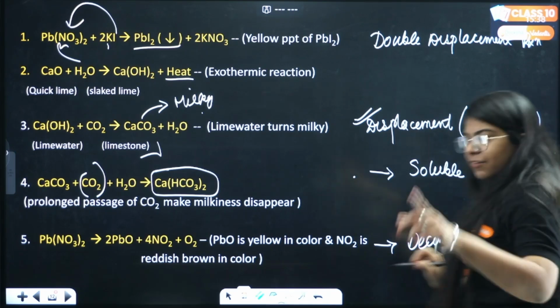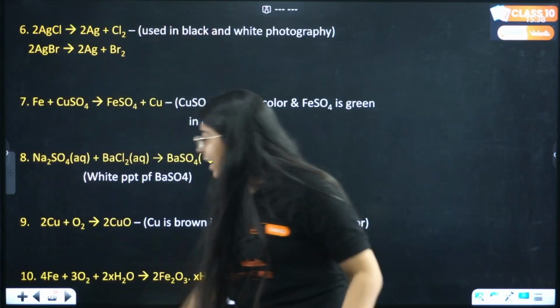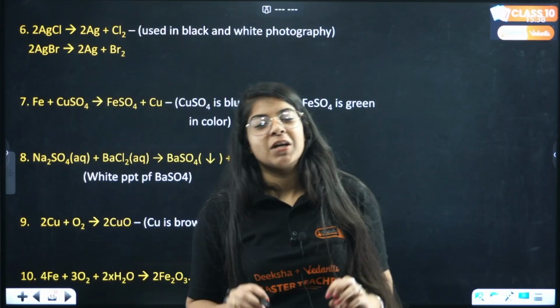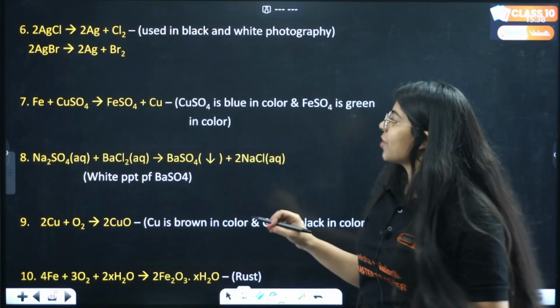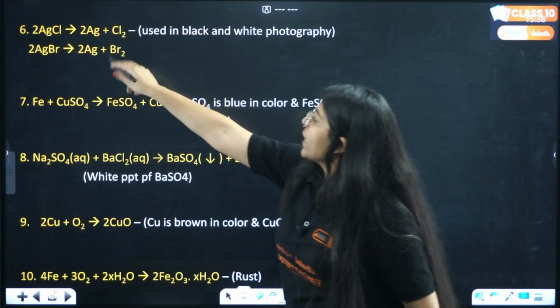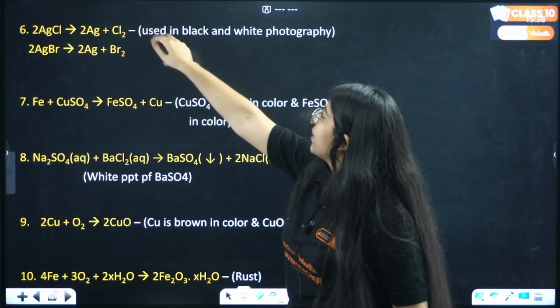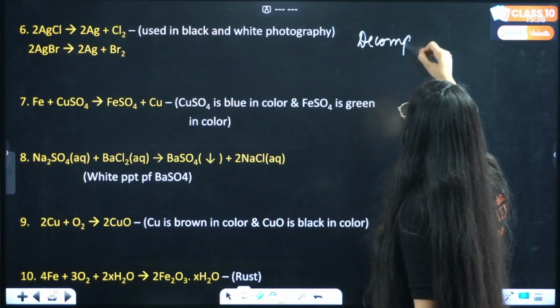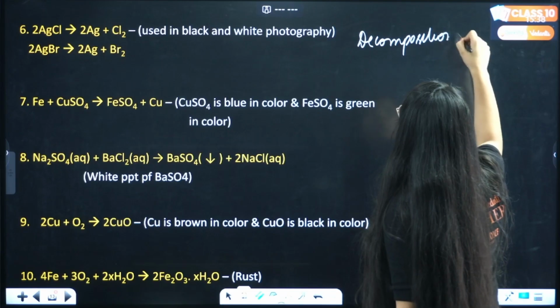Right, we have one more page of reactions, because I told you in this video we will do the whole chapter. So all the reactions we are going to do in this chapter. So simple, 2AgCl converted into Ag plus Cl2. Again, this is also a decomposition reaction, right?